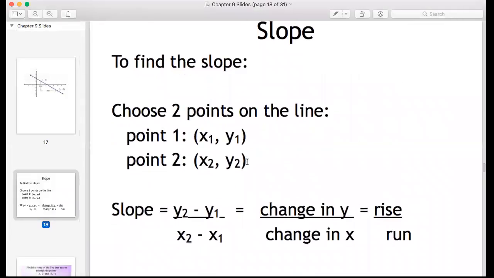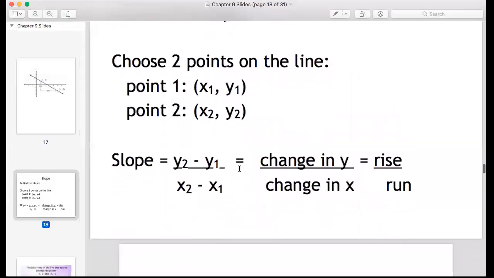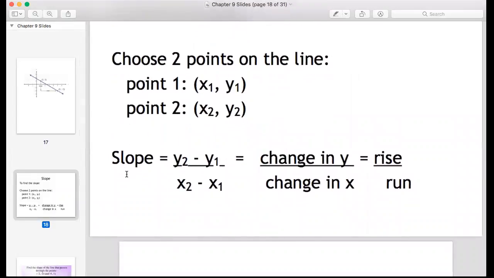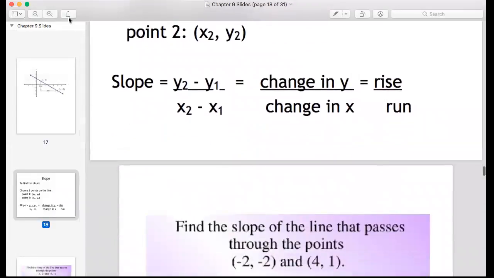So when we're finding slope, if we have 2 points, we want to label them x sub 1, y sub 1. So those are just our points on our first coordinate point, our first x, our first y. And the second point, we're going to call it x sub 2, y sub 2. And that's just so that we know how to plug them into the equation properly. So our slope formula, remember, this is m here. So m is equal to y2 minus y1 over x2 minus x1.